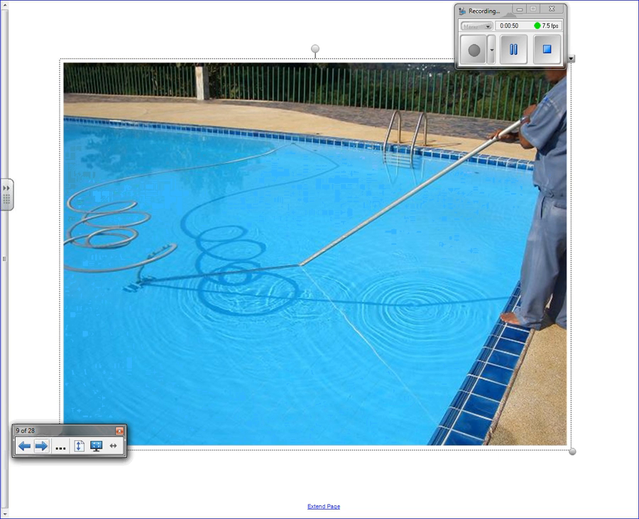Here's another example. Someone's cleaning out a pool. You can see the pool cleaner, or this pole, going into the water, and then at the boundary of the water, the pole appears to bend. And this, again, is due to the refraction of light.